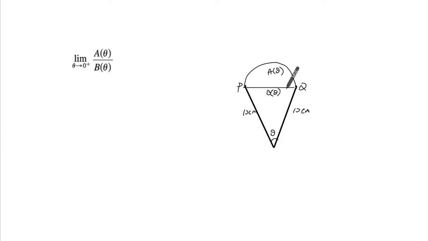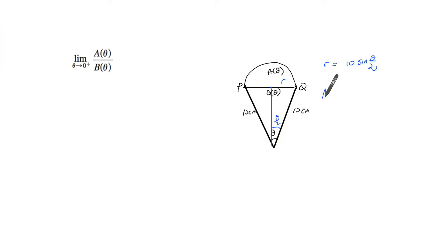Okay, so given this diagram, what is the ratio of A(theta) and B(theta)? If this is theta, the radius, this is a semicircle. Let's cut it in half, which means this is going to be theta over 2. R is going to equal 10 sine of theta over 2.